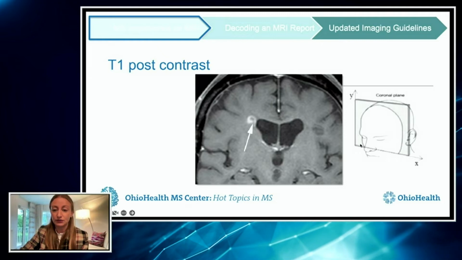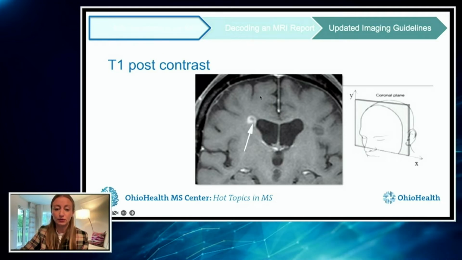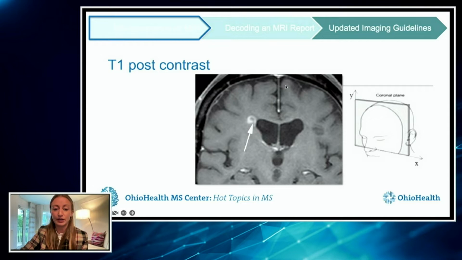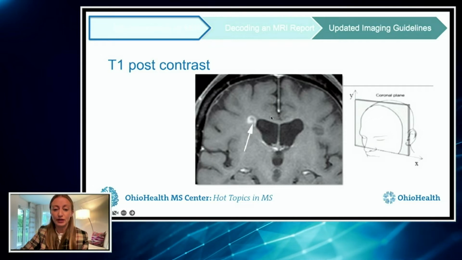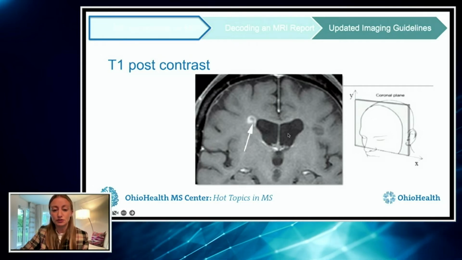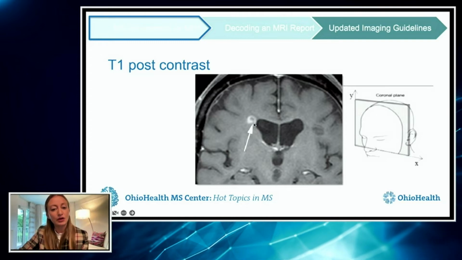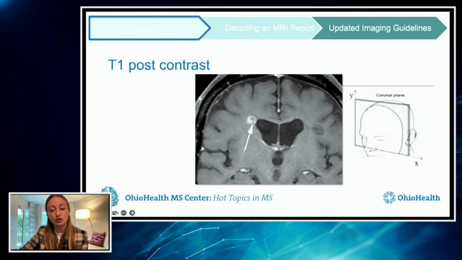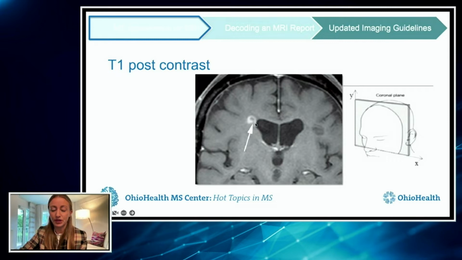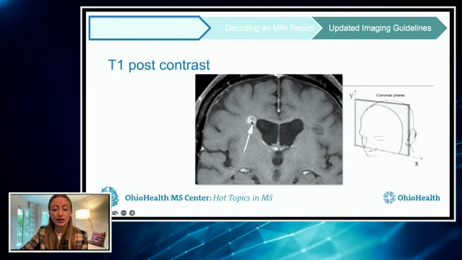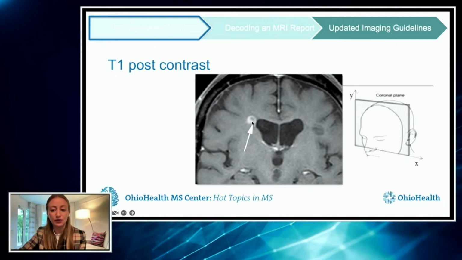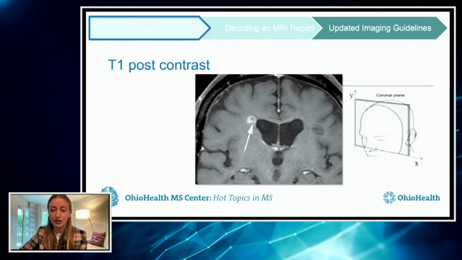So this is a different view called coronal, where this is actually the left side of the brain and this is the right side of the brain. And these are those lateral ventricles. And this is an example of a lesion right next to the ventricle that has contrast enhancement. And this is in an open ring pattern, which is very classic for MS or demyelination.